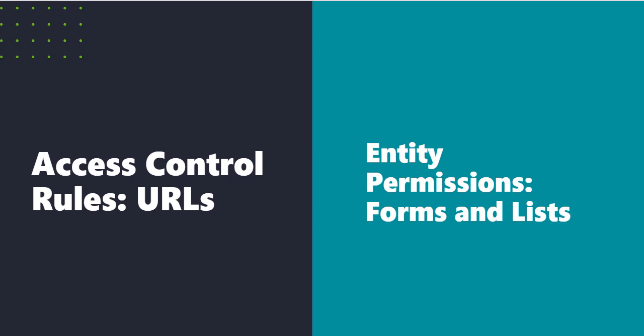So just to recap, access control rules, like web page access control rules, are used to secure URLs, i.e. portal content. Entity permissions, the topic of this video, are primarily used to secure forms and lists, as well as custom renderings that you put on your portal using liquid templates, i.e. query data.